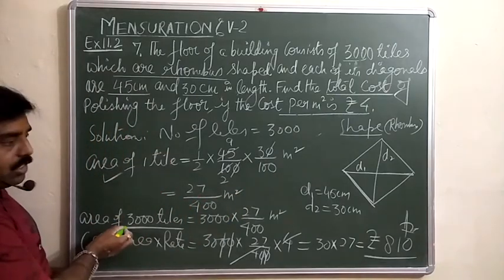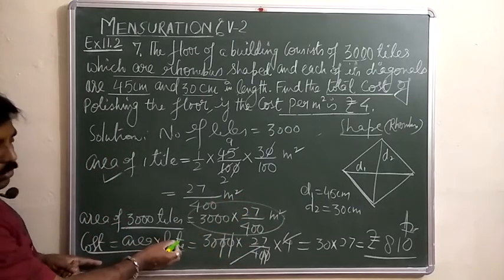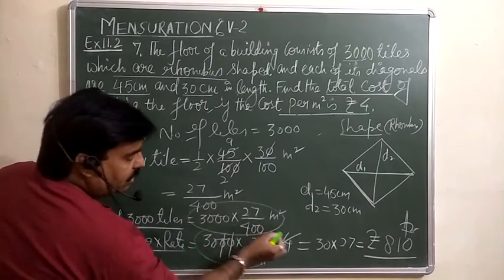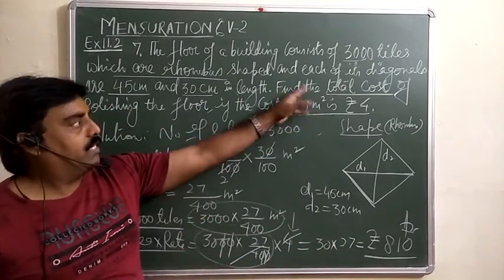Total number of tiles are 3000. Find the area of 3000 tiles. Find the cost. That is area into rate. This is your area, and rate is 4. Multiply this one. You will get the amount which we are supposed to pay. Have a look.